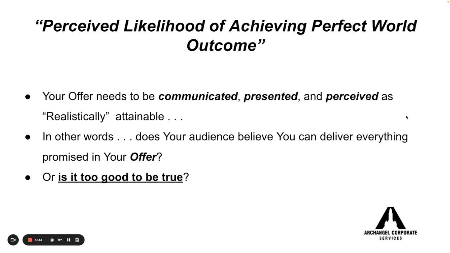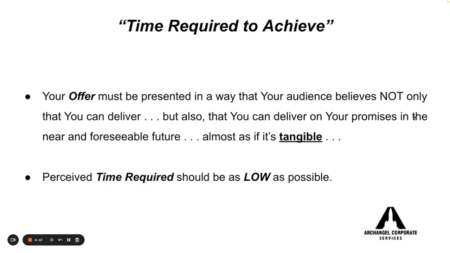So second variable here, perceived likelihood of achieving that perfect world outcome. Your offer needs to be communicated, presented, and perceived as realistically attainable. So in other words, does your audience believe that you can deliver everything promised in your offer? Or is it too good to be true? So this is also something we want to consider, and we want to make it as realistically attainable as possible.